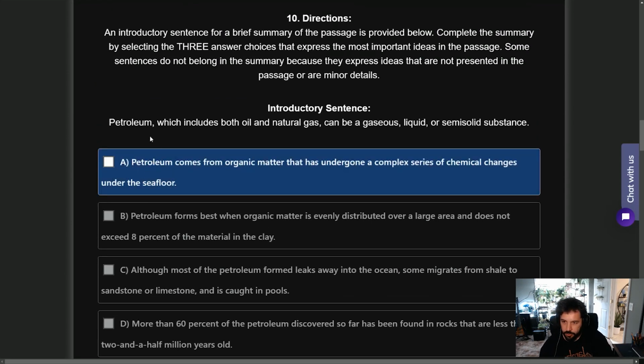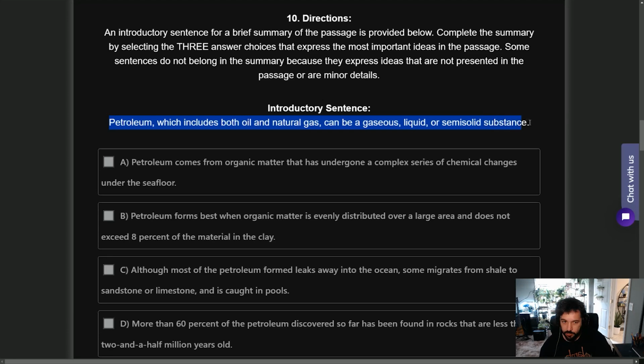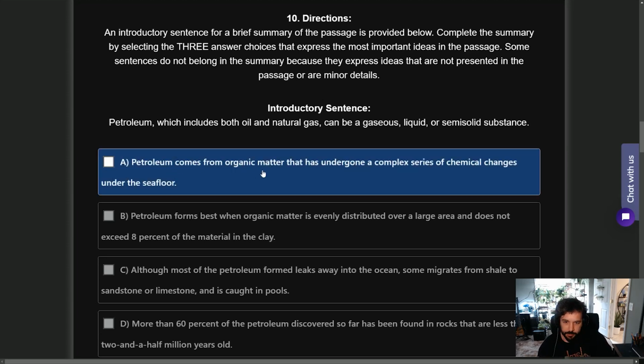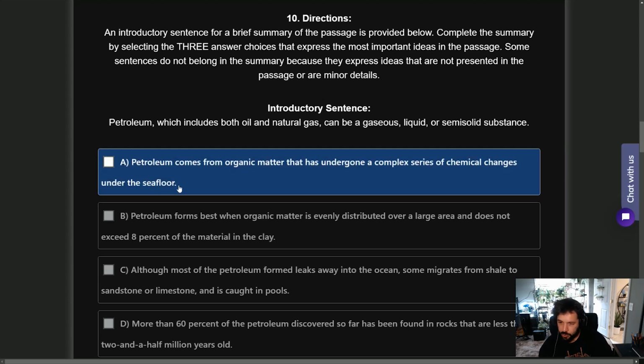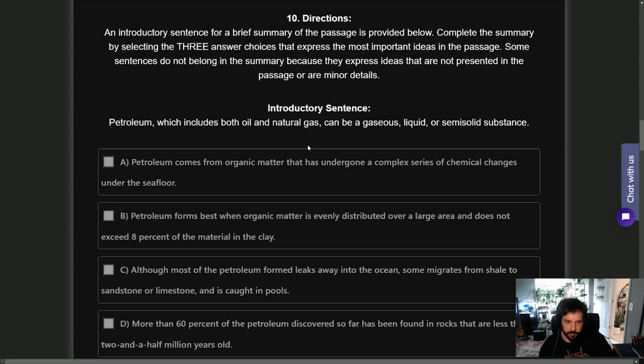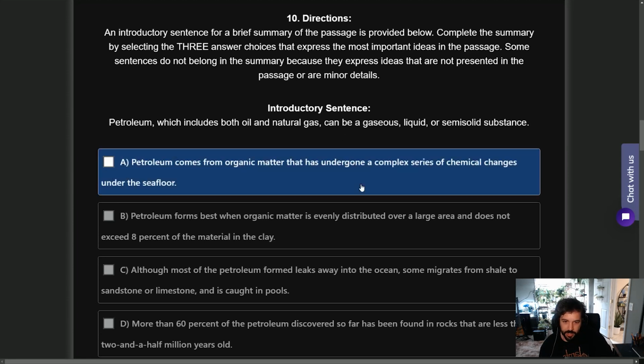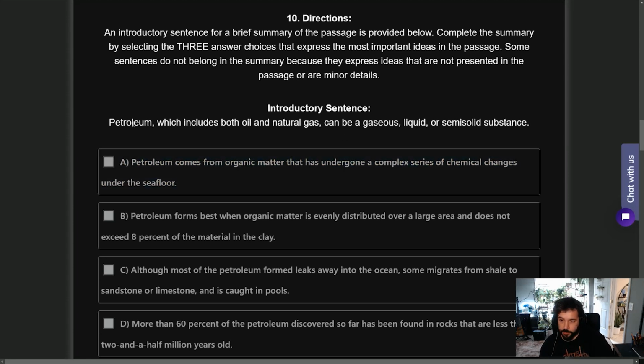Now they have to be general and they have to be related to what we say here. Petroleum, which includes both oil and natural gas, can be a gaseous, liquid, or semi-solid substance. So petroleum comes from organic matter that has undergone a complex series of chemical changes under the seafloor. I mean, it is true, but even if we didn't know, we can assume it is true. It's general about all the petroleum that is made throughout the world or the universe. And it's good information, and it's about petroleum and how it is formed.